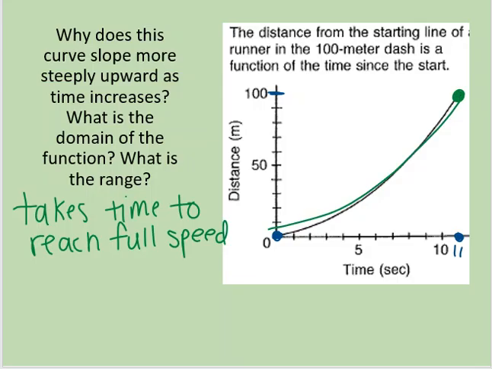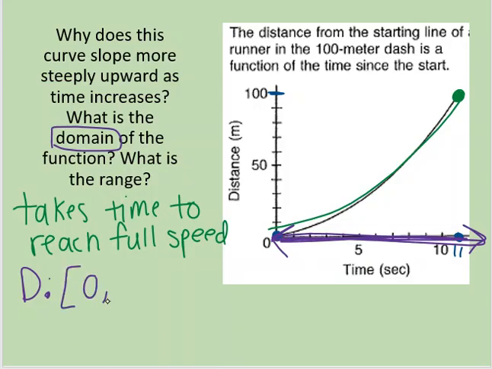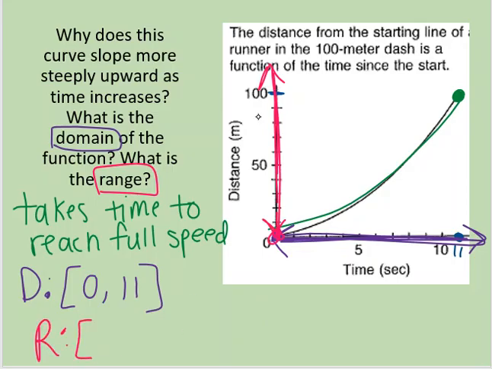So let's talk about the domain of this function. Remember, our domain is our x, our left to right. So we start at 0 and we go until 11 seconds. And then our range here, we're looking at our y. We start at 0, and we go all the way up to that 100-meter mark.